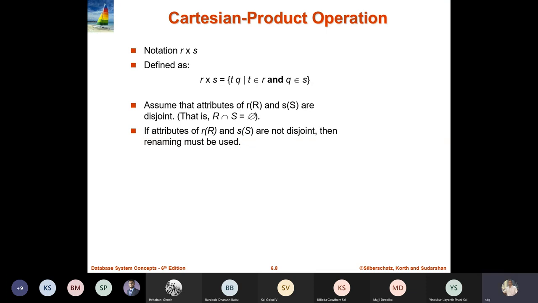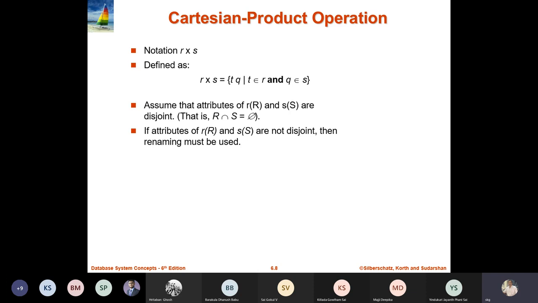Cartesian product is R cross S. We have seen it earlier also. It is defined as the tuples t and q, where t belongs to R and q belongs to S. Assume that the attributes of R and S are disjoint, that is, the intersection is phi. If the attributes of R and S are not disjoint, then renaming must be used.